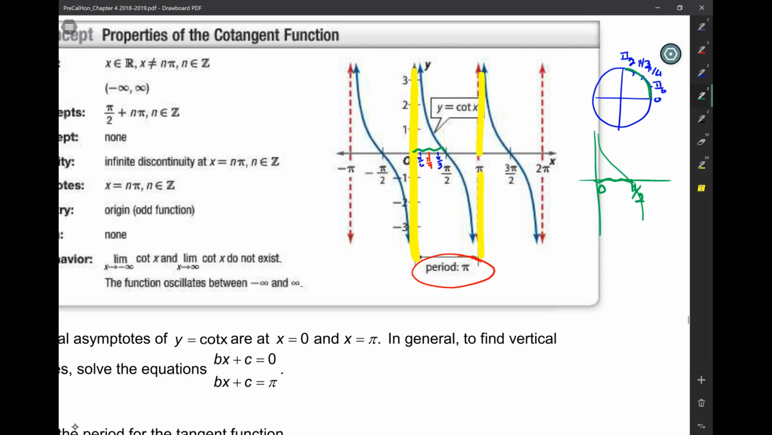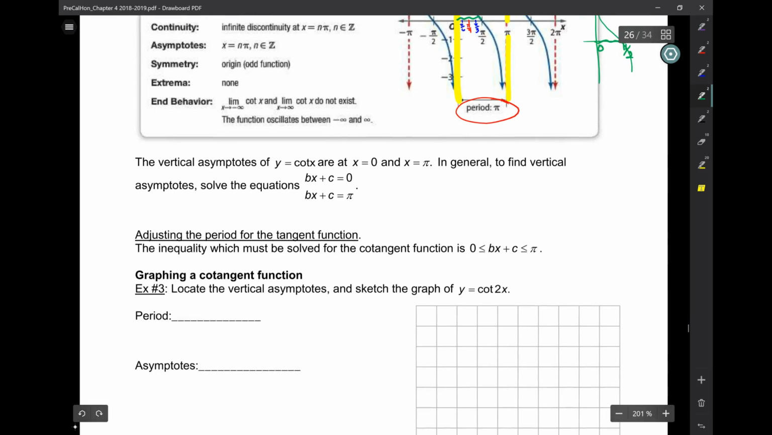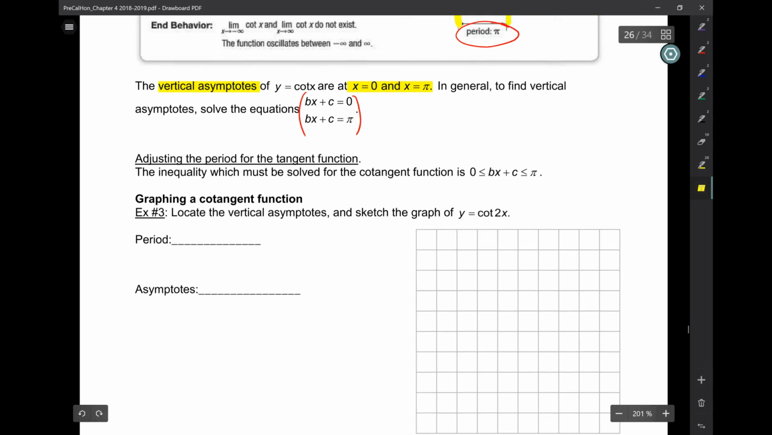Everything else is pretty much the same as the tangent. So let's see how we're going to set up our inequalities and how we're going to figure out where our asymptotes are. The vertical asymptotes happen, remember, at x equals 0 and x equals pi. So in order to solve for the asymptotes, we have to set the term bx plus c equal to 0 and equal to pi. All right? Okay, so if we have a period that is different, we're going to solve this inequality.